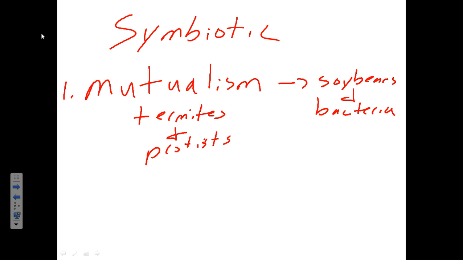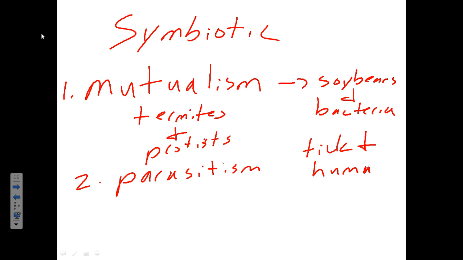Now, the second one we're going to talk about is called parasitism. And we mentioned this earlier today. In parasitism, one of the partners benefits and the other one is hurt. One benefits, one hurt. Example, that would be a tick and you. Parasitism, the tick and a human. The tick benefits when it gets on you. It gets blood, it gets food. On the other hand, you're losing blood, and maybe also you're getting what? You may get some kind of disease.